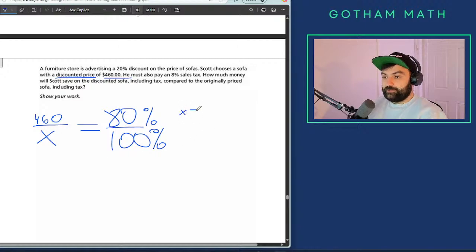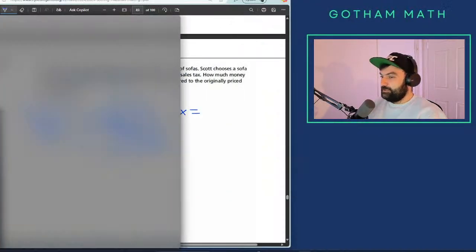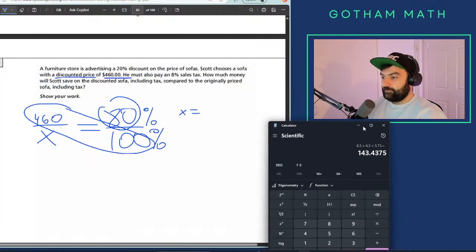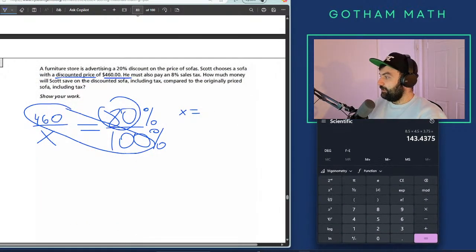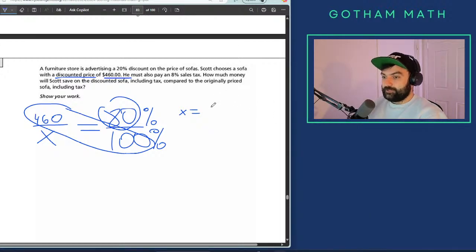So X will equal 460 times 100 and then divided by 80. Okay, it's going to be, oh, that was big. It's going to be probably like an uneven number. So let's see. 460 times 100, just 4600, divided by 80, which is, oh no, $575. That's what it was. Okay, that was the original price.